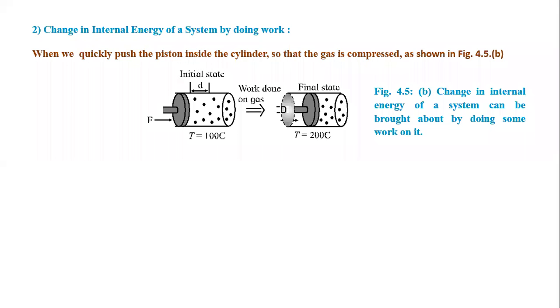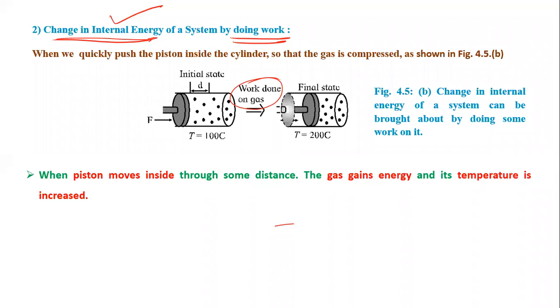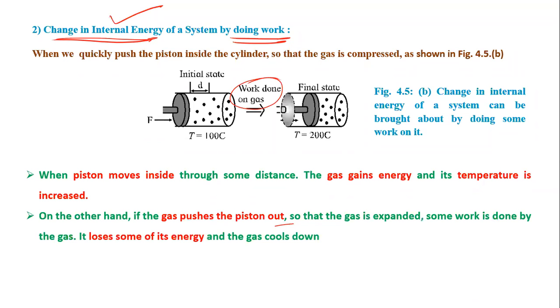Means we can change internal energy by doing work also. Because here, when we push the piston, some work is done on the gas. And when the work is done, internal energy changes. When the piston moves inside through some distance, the gas gains energy and its temperature increases. You can see the difference in temperature in the diagram also. Temperature initially is 100 and when it is compressed, 200. Means temperature increased by 100 degrees Celsius.